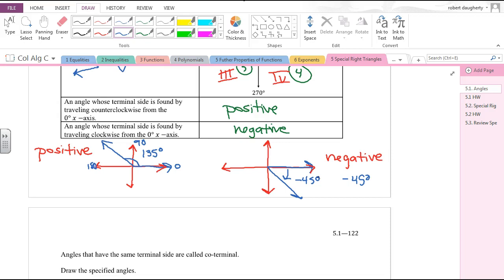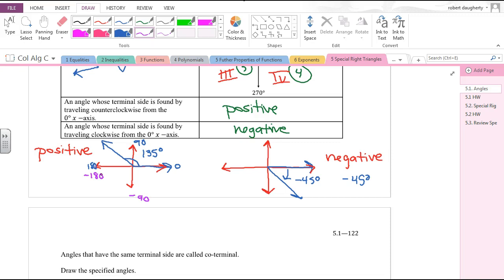Okay, so let's just look, for example, at what would be a negative angle that starts here and ends in this same spot? Okay, so let's figure that out. So this is 0. That's negative 90 right there. Okay, this is negative what? 180. And so if this is 135, what's the distance from here to here?